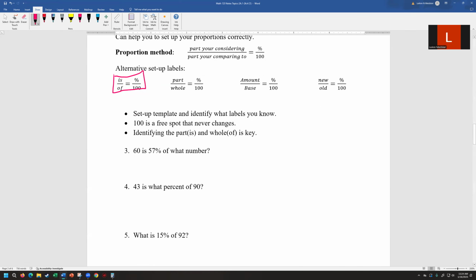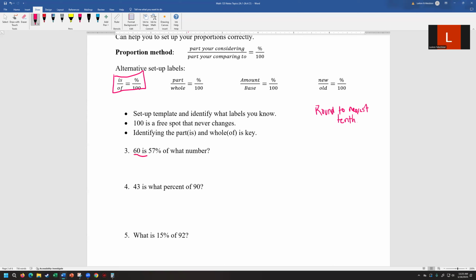So let's read this first one. It says 60 is 57% of what number? And I am going to put general rounding rules for all these. We're going to round to the nearest tenth. That wasn't typed in the notes, but we are going to follow that. If we have any rounding to do, it'll be to the nearest tenth. Okay, so 60 is 57% of what number?